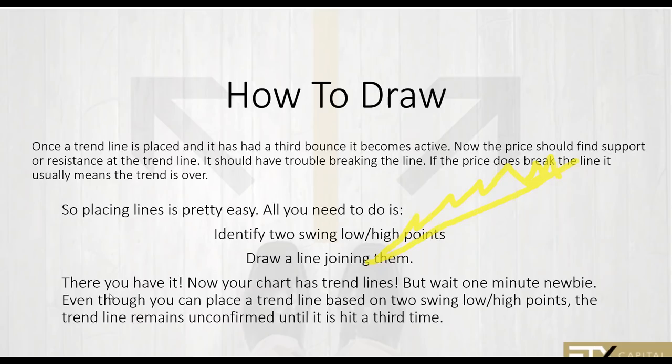So how do you draw trend lines? It's not complicated. Identify two swing lows or two swing high points. Draw a line joining them. There you have it. Now your chart has a trend line. But wait one minute. Even though you can place a trend line based on two swing highs or two swing lows, the trend line remains unconfirmed until it's hit a third time.